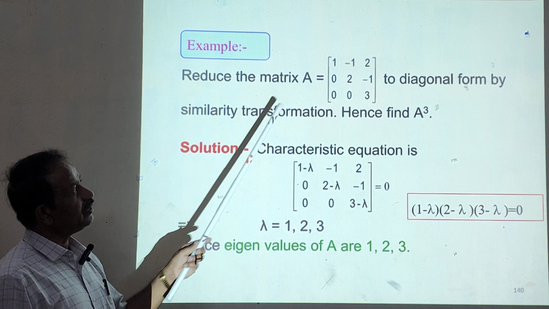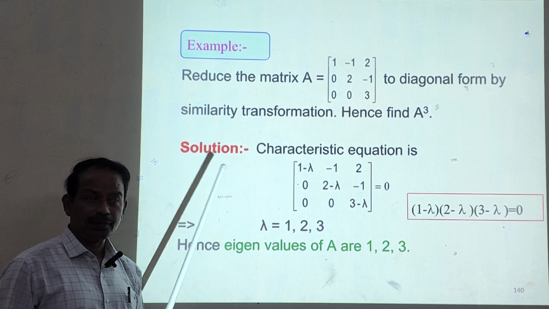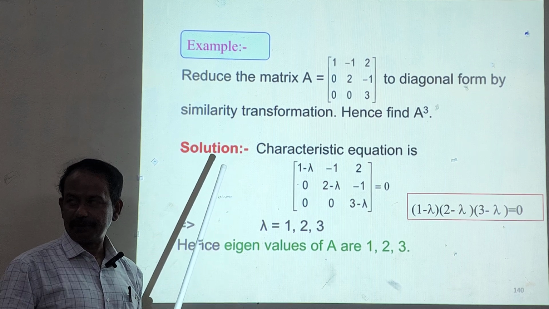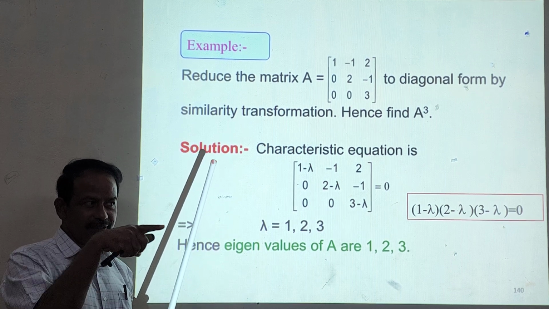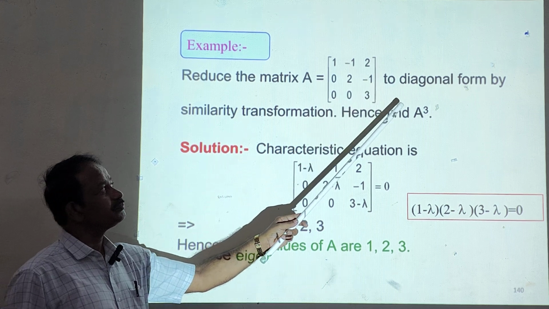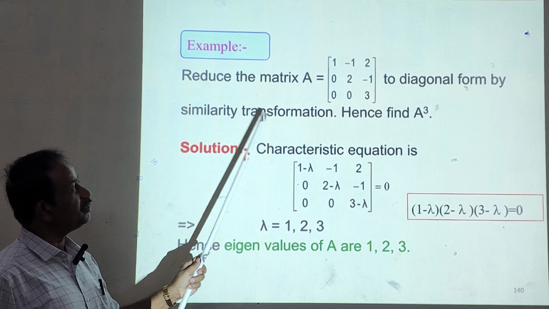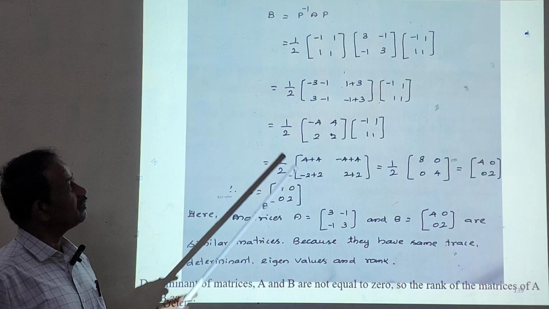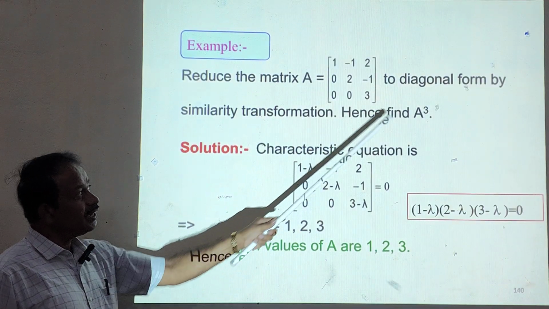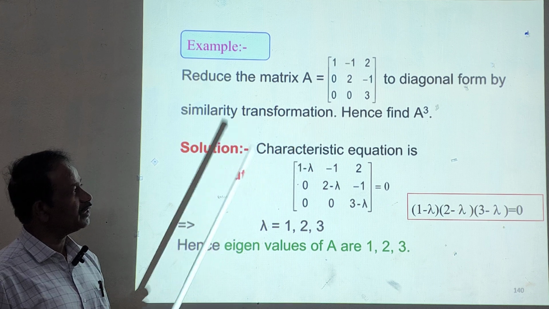Okay. Reduce the matrix A equal to this one to diagonal form. Diagonal form, in the sense that only diagonal elements exist. So that's called a diagonal form. Diagonal elements will be there. So those matrices are called diagonal form. So reduce to diagonal form by similarity transformation. For similarity transformation, they will have to obey this formula. Okay, that's called similarity transformation. Hence one can find A cube. Let us see. Okay, once we can find A cube.